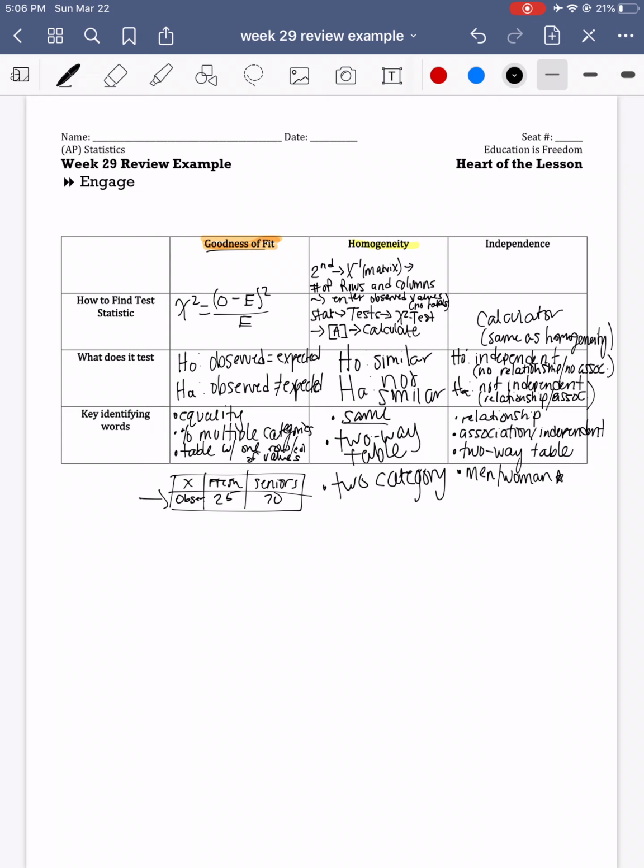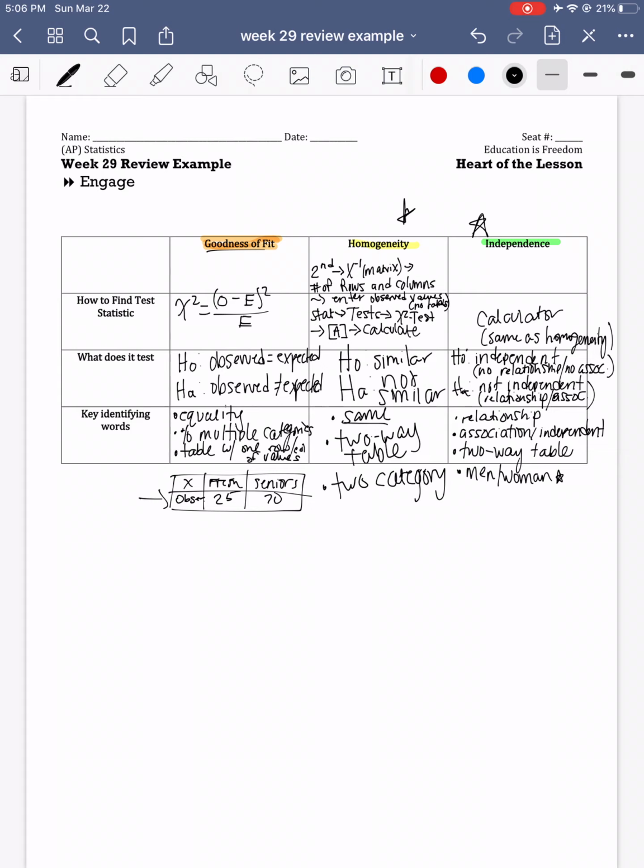So if you did not have a chance to write this all down, please just go ahead and pause the video so that you can have this in your notes. So a lot of good information here, especially the identifying words. Those can be really helpful, especially between our homogeneity and independence tests.